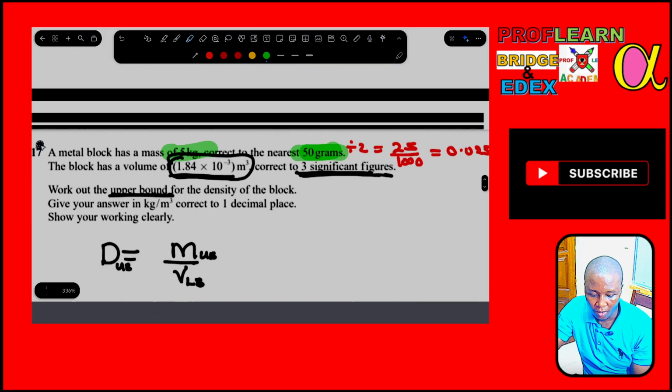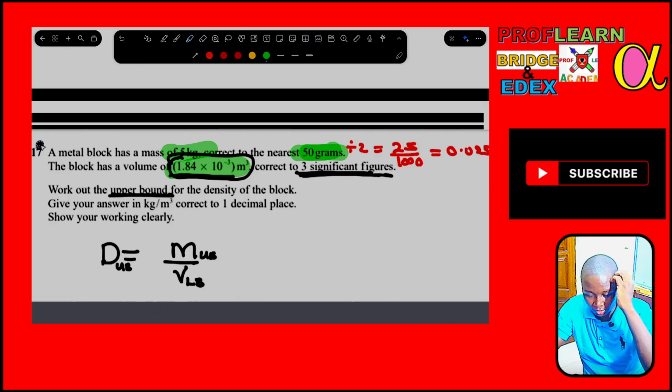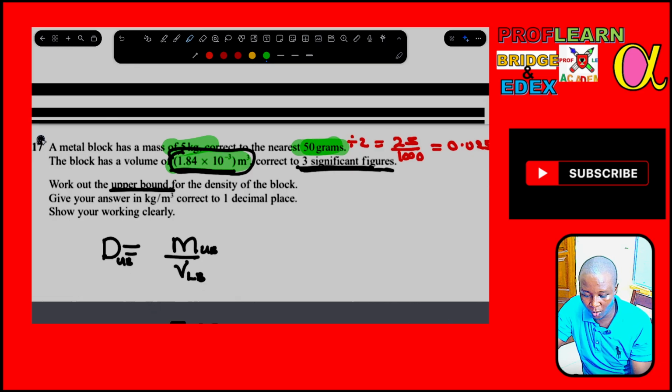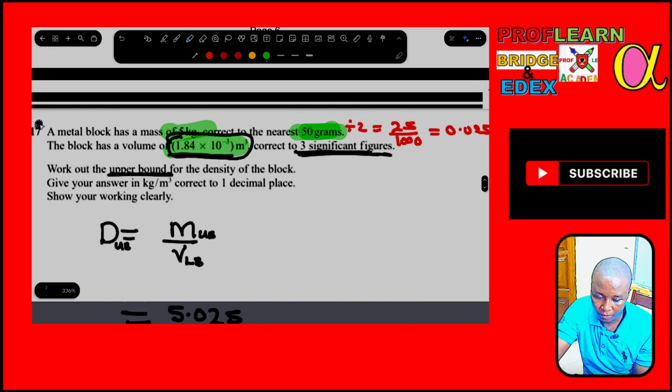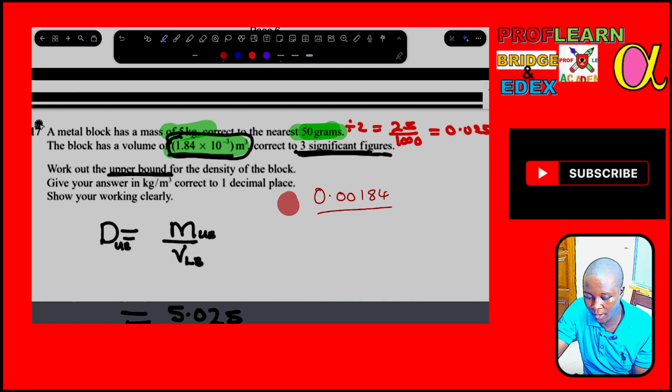Then we have the block of volume, this to 3 significant figures. So the best thing you are supposed to do at that particular point, if you write this, it will be 0.00184. So the least unit that we can have here is 0.00001. That is the least unit you can measure from here, the smallest unit.